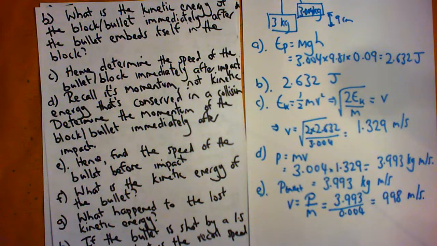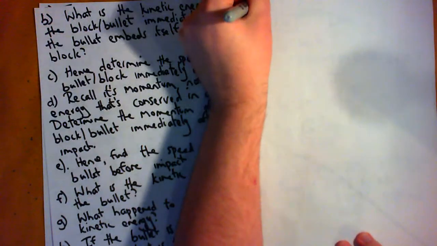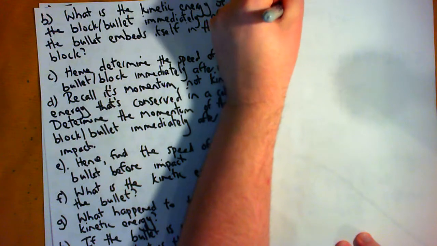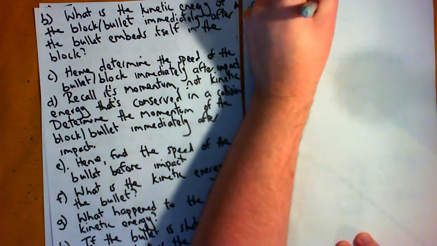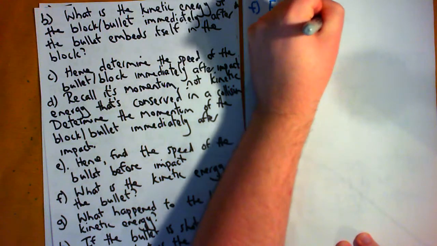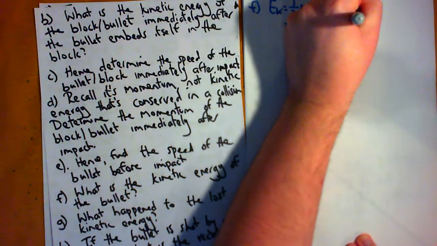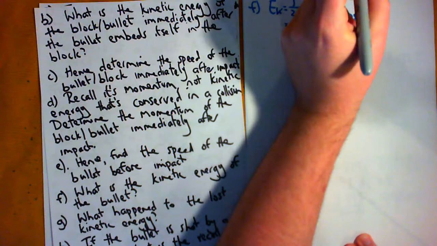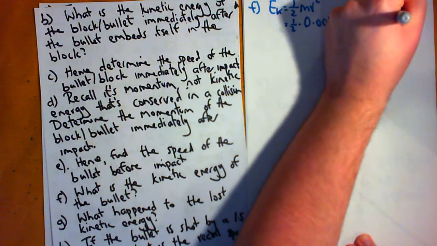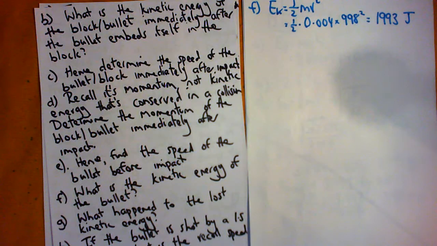Okay, so now we can find the kinetic energy of the bullet before impact. Kinetic energy is half mv squared, which is a half times the mass, 0.004, and v we've just found to be 998, squared, which is 1993 joules. So we can see there's actually been quite a significant loss in energy.